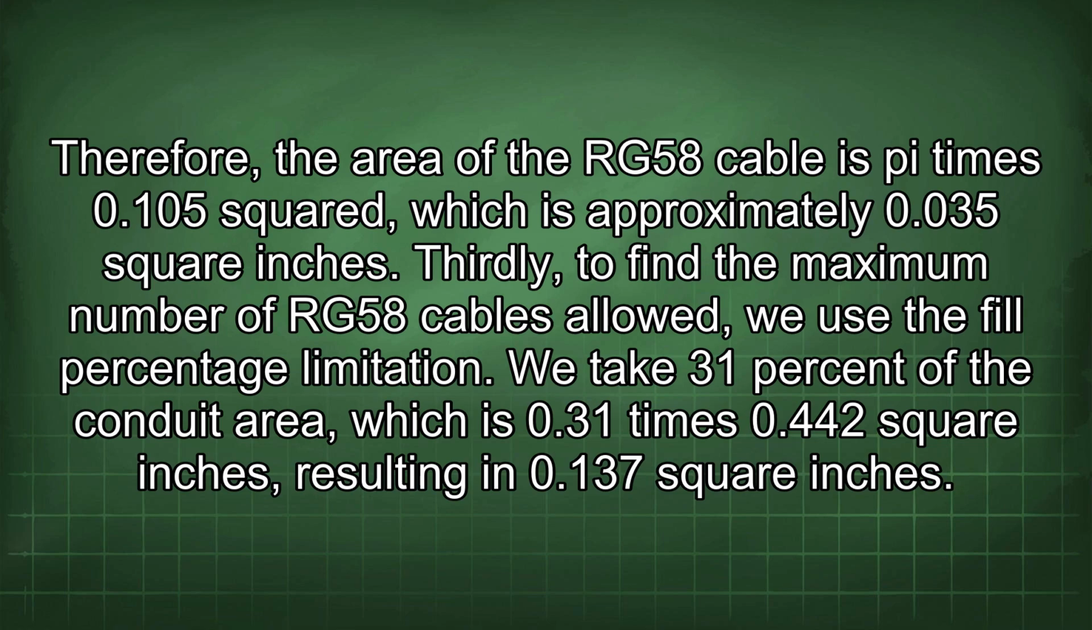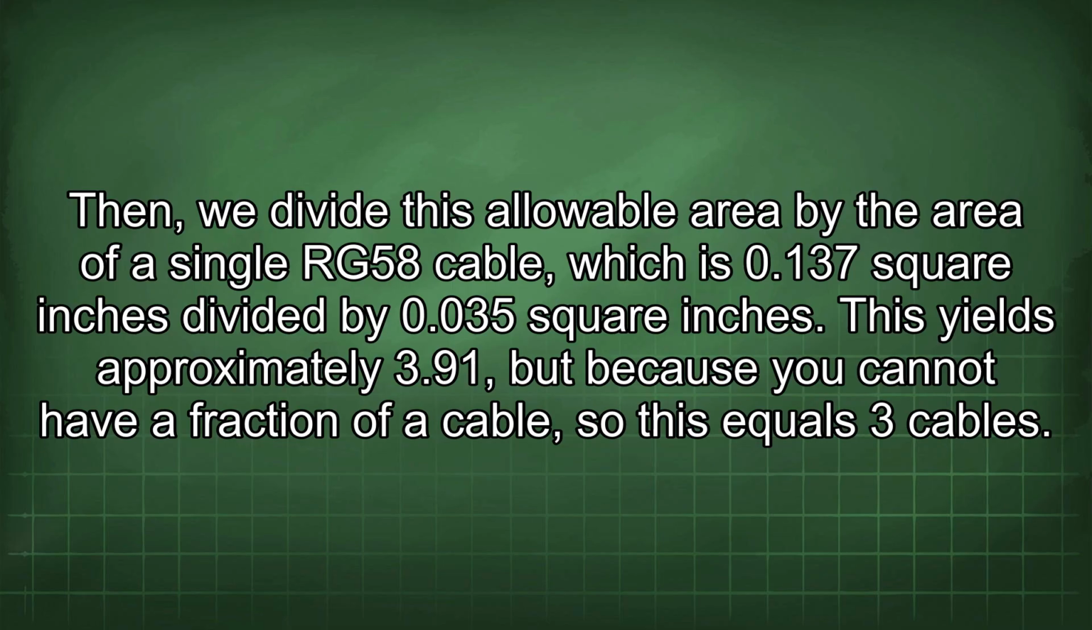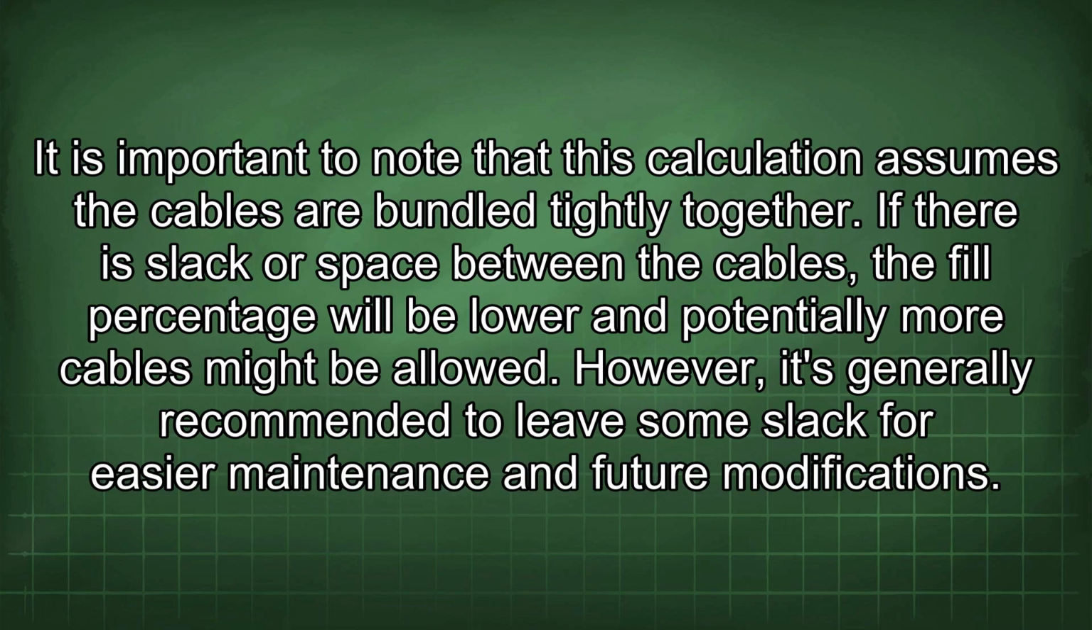Thirdly, to find the maximum number of RG58 cables allowed, we use the fill percentage limitation. We take 31% of the conduit area, which is 0.31 times 0.442 square inches, resulting in 0.137 square inches. Then we divide this allowable area by the area of a single RG58 cable, which is 0.137 square inches divided by 0.35 square inches. This yields approximately 3.91, but because you cannot have a fraction of a cable, this equals 3 cables. It is important to note that this calculation assumes the cables are bundled tightly together.